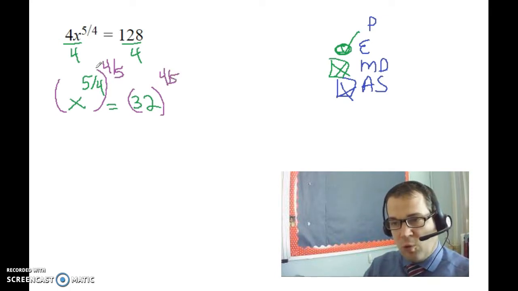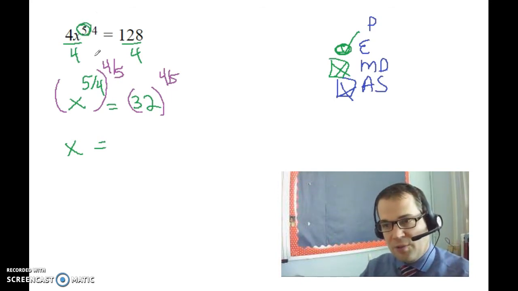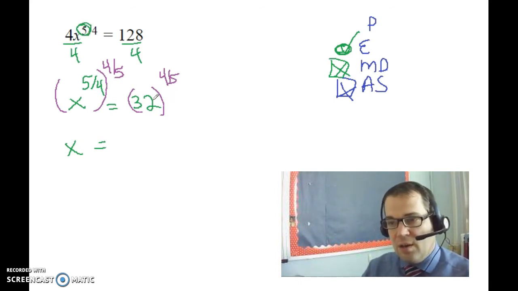On the left side, these would multiply together, making 1, which effectively cancels the exponent, so it's just x. And then I do want to check the numerator of the original problem. It was an odd number, so I don't need to include any kind of plus or minus in my answer. I'm just going to go ahead and evaluate 32 to the 4/5.